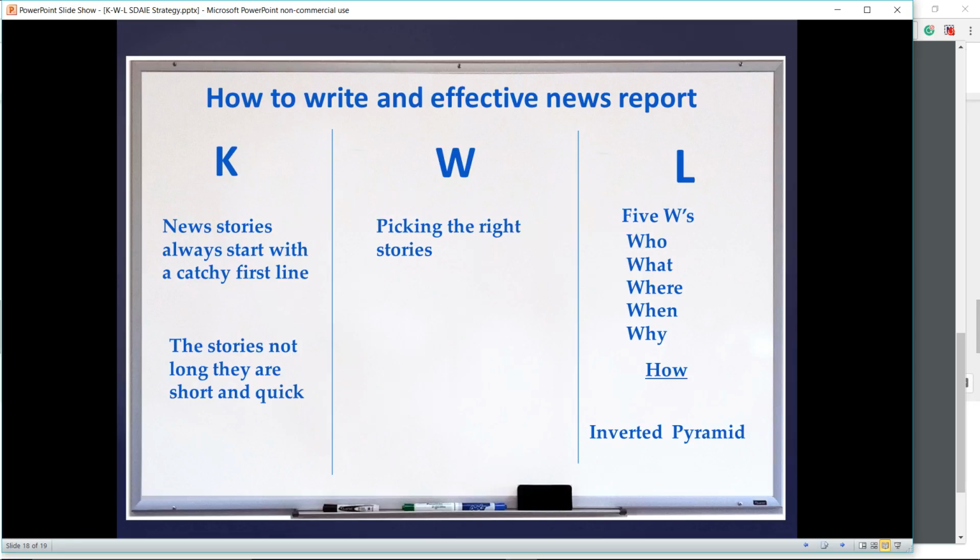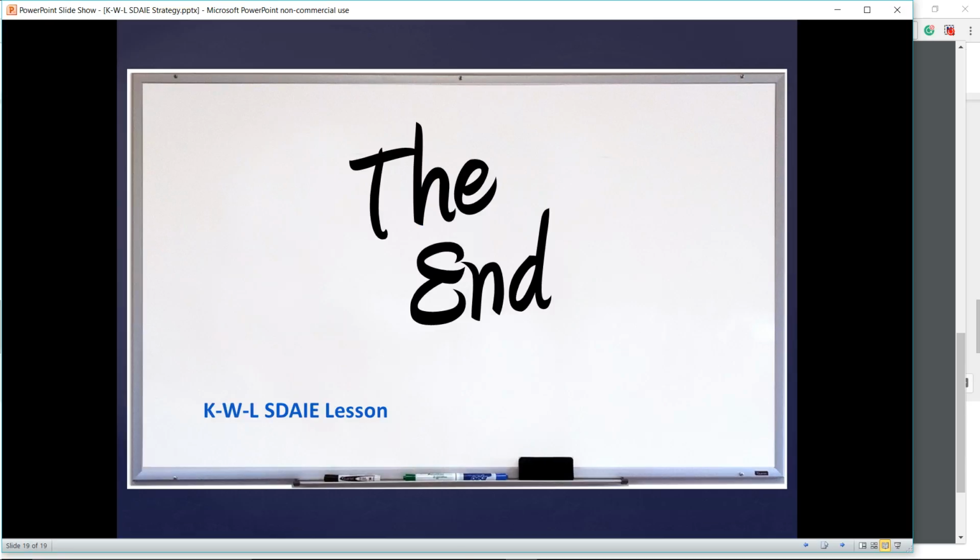Great. Class, now our KWL chart is complete. Now we can look at our charts and see what we already knew about writing an effective news report before starting the lesson, along with what we would still like to learn more about, and last, what we learned from the lesson. As soon as you're finished completing your charts, let's get ready to watch your news report.